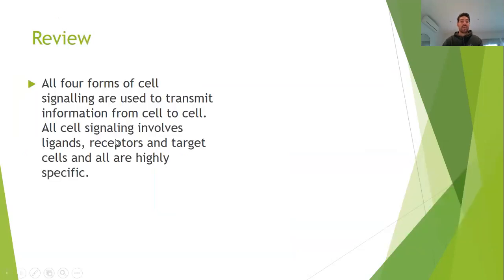So in review, there are 4 types of cell signaling. All of them rely on ligands, receptors, target cells, and they're all highly specific. So that's just the basics of how cells will communicate to one another.